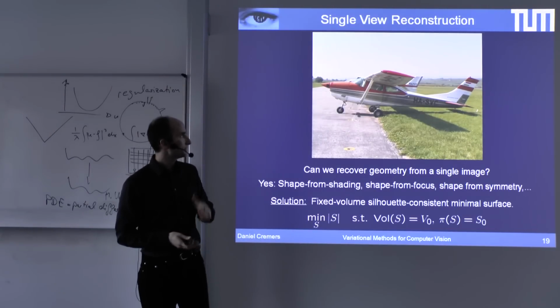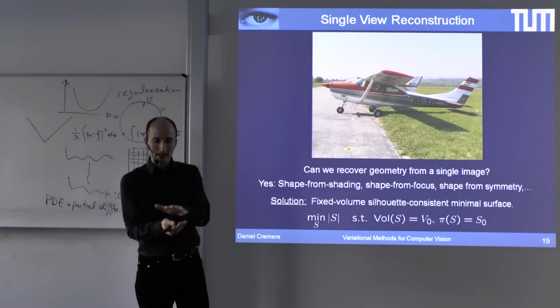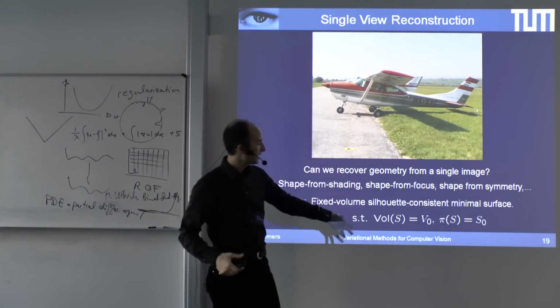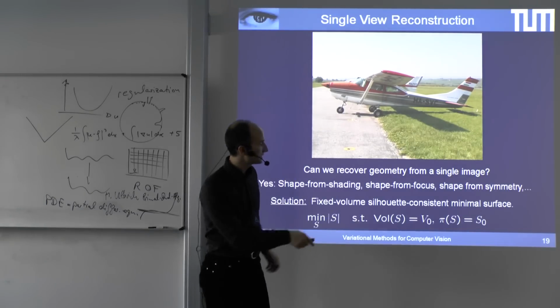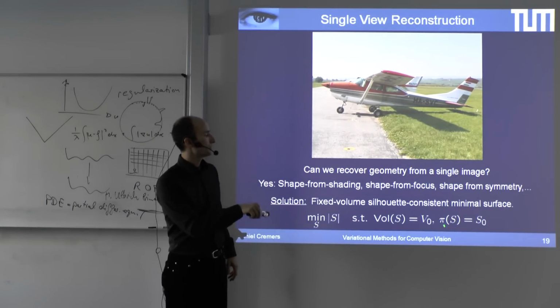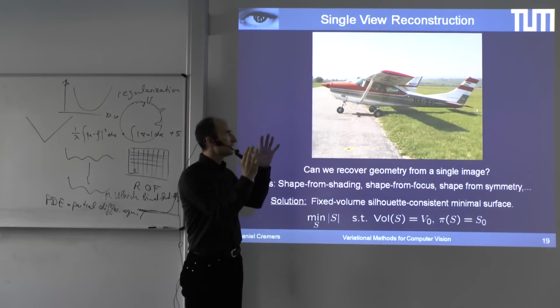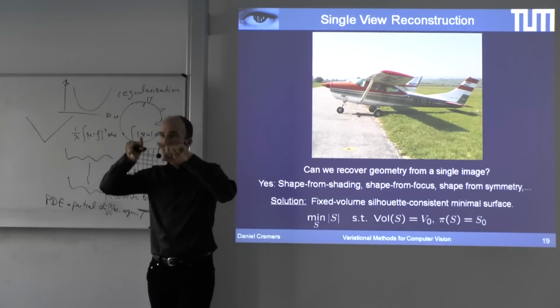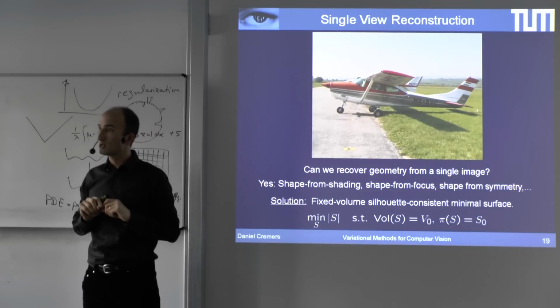In addition, of course, if I say minimal surface, then I will get a really flat object because that has the lowest surface area. I have to impose some additional constraints. This constraint, pi of S is S0. Basically what it's supposed to say is that the projection of that surface onto the image should match the silhouette. So I'm assuming that we can extract the object silhouette.